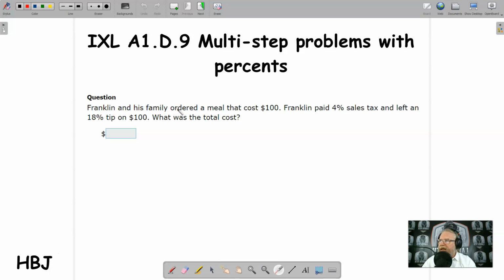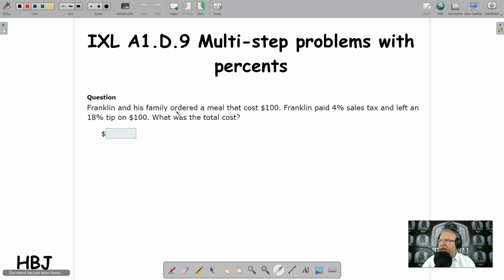So it says that Franklin and his family ordered a meal that cost $100. Franklin paid 4% sales tax and left an 18% tip on $100. What was the total cost? So, as the title says, this is going to take multiple steps in order to do these problems. Let's look and see what we're going to need to figure this problem out.